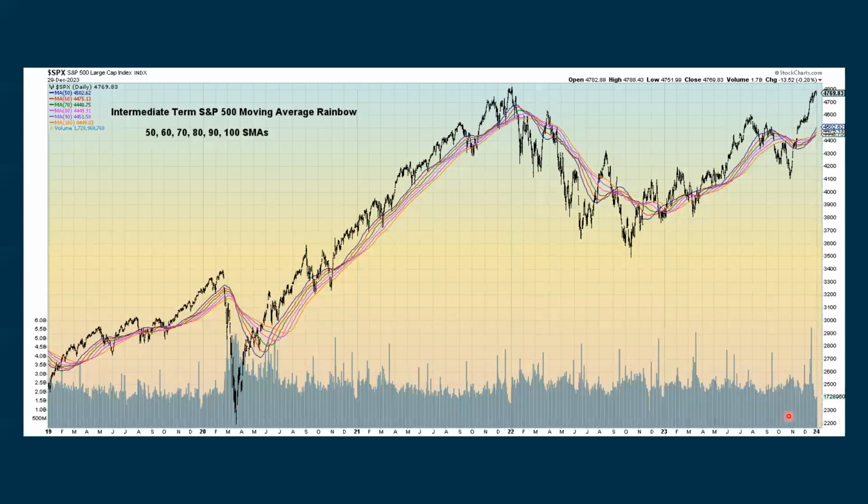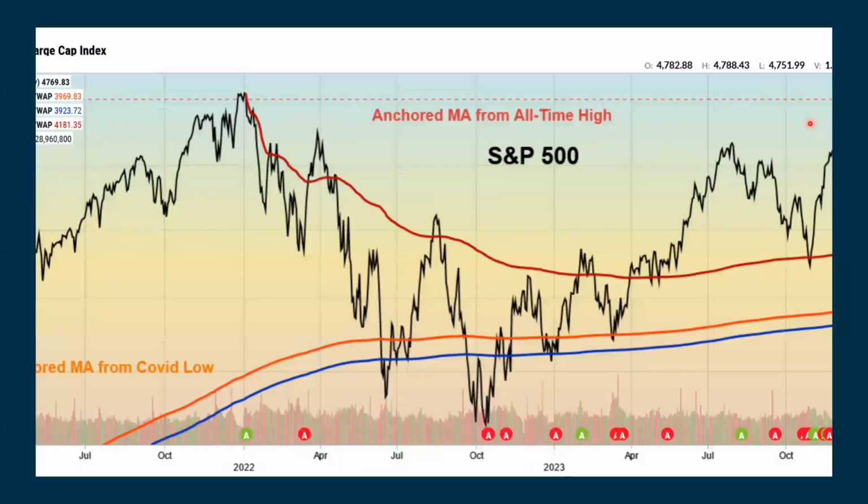Then for the intermediate term, we have the same idea behind the rainbow, except these moving averages go from 50 periods up to 100 periods, and we're well above all of the moving averages, and we're starting to see the ribbon itself roll over and turn more positive as the intermediate term is showing strength lately.